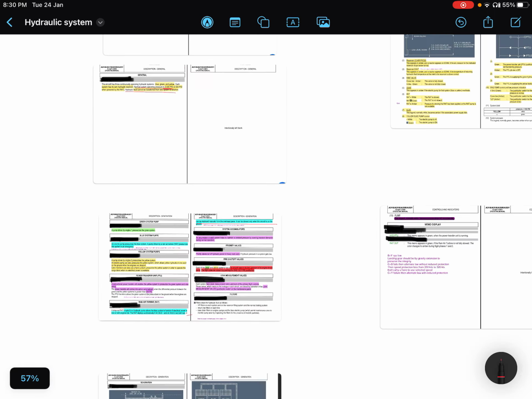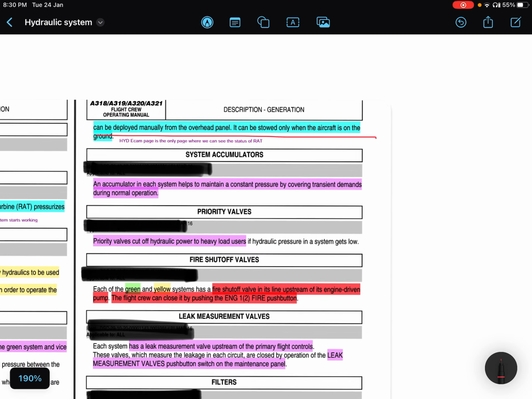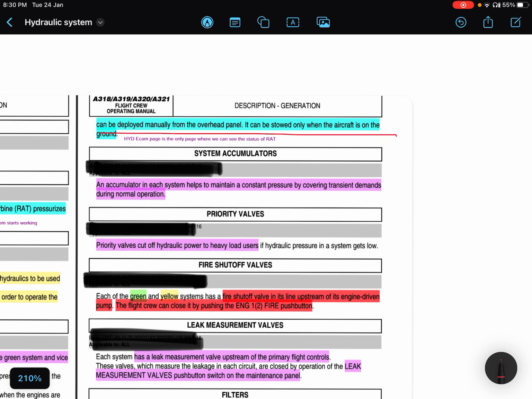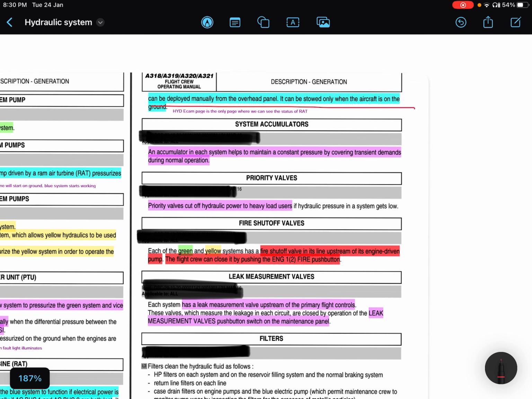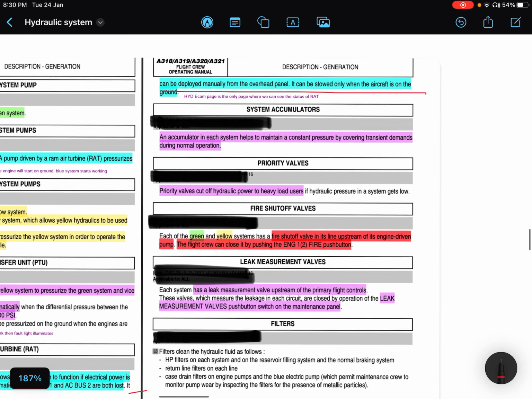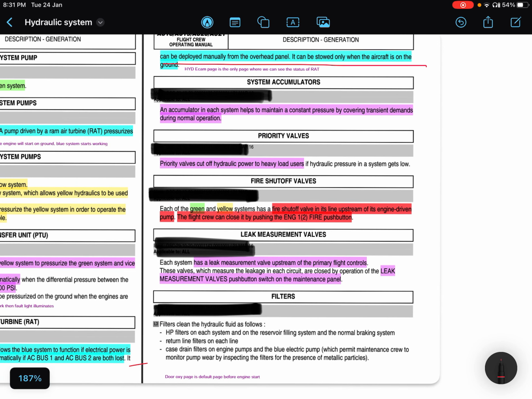Here we were. It can be stored only when the aircraft is on the ground. Okay, where can we see the status of the RAT? That the RAT has been deployed or not, whether the RAT is working or not. So we can see on the hydraulic ECAM page about the RAT, that the RAT is applying pressure or giving the pressure. System accumulator. What are accumulators?